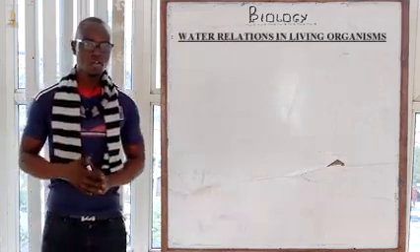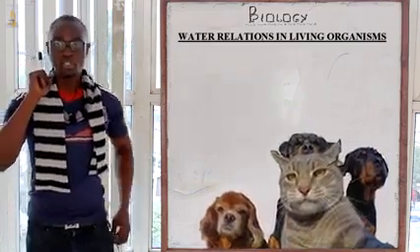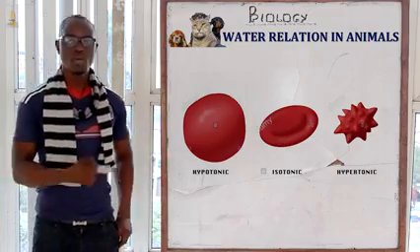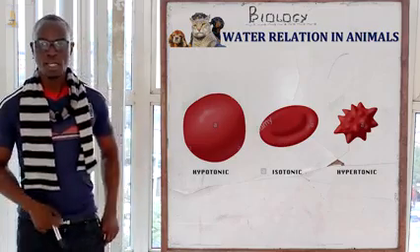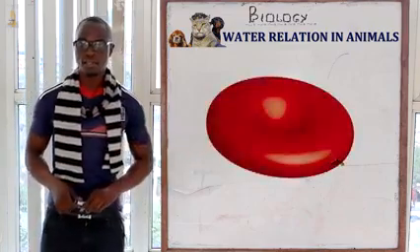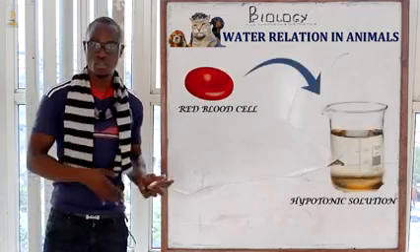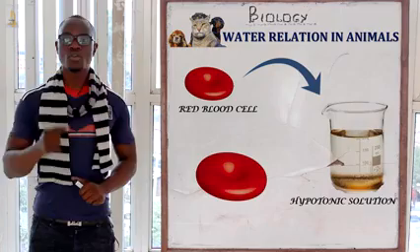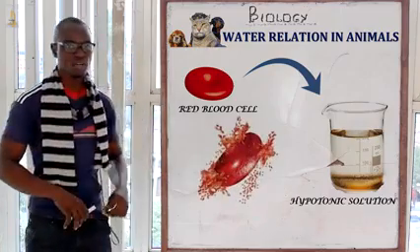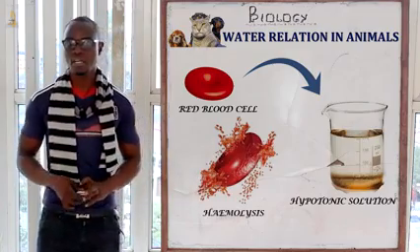So let's look at the water relation in plants and in animals. We are going to start with water relation in animals. We see how water influences the animal cell and the plant cell. First of all, we'll consider a red blood cell. When we take this red blood cell and place it in a hypotonic solution, what will happen? This red cell will absorb water and then it will burst. The bursting of the red blood cell is called hemolysis.